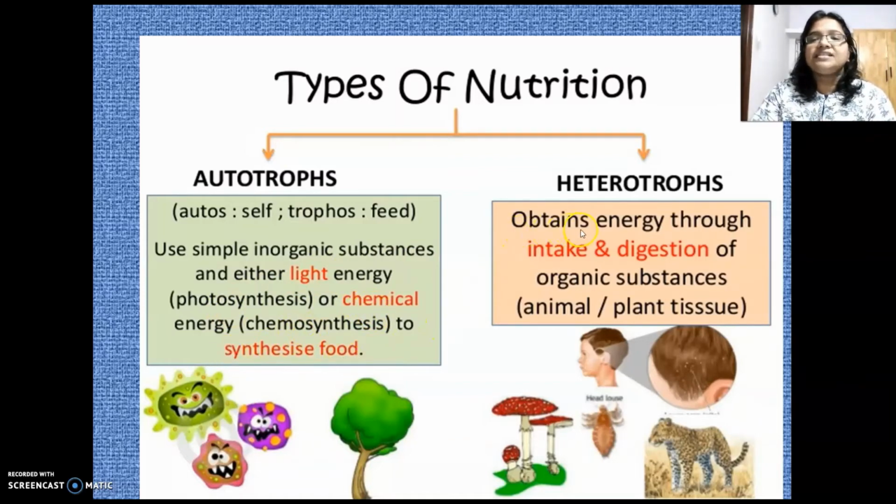Okay? Whereas in the case of heterotrophs, they cannot prepare food by themselves, so they depend on autotrophs ultimately. They take the food, and the food gets digested. From that the energy will be produced. So they are either directly or indirectly depending on autotrophs for their food. So organisms which cannot prepare food by themselves but depend on autotrophs for their food, we call them heterotrophs. This you will be studying in detail later. Okay.